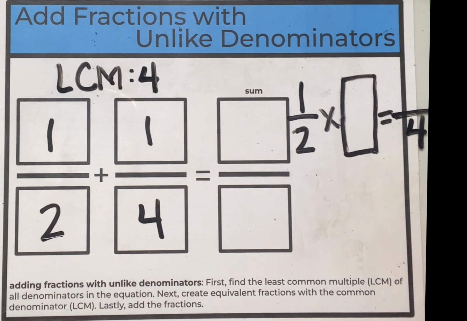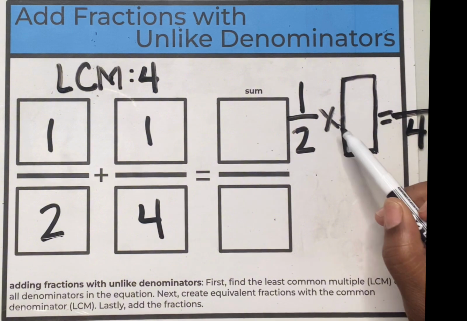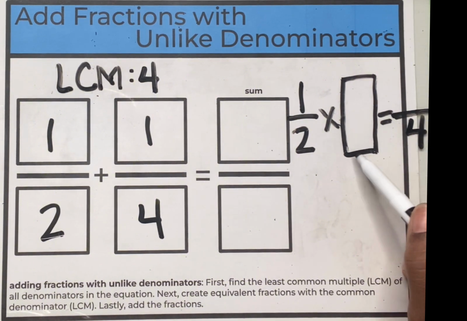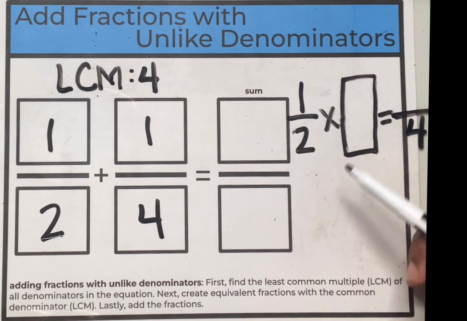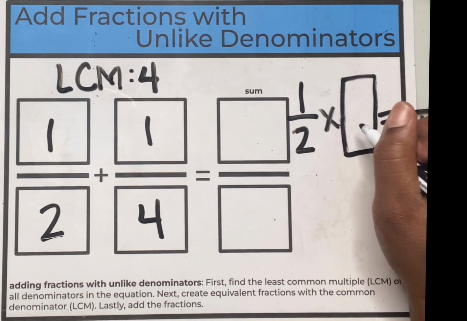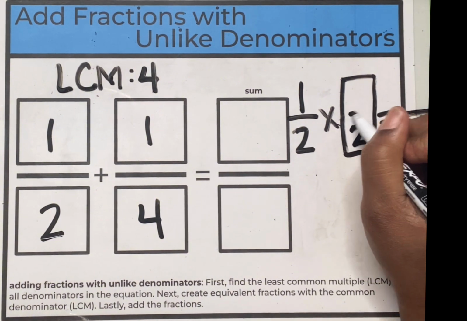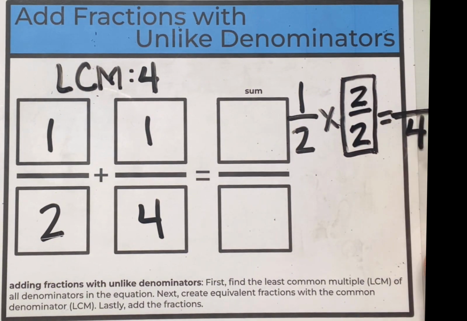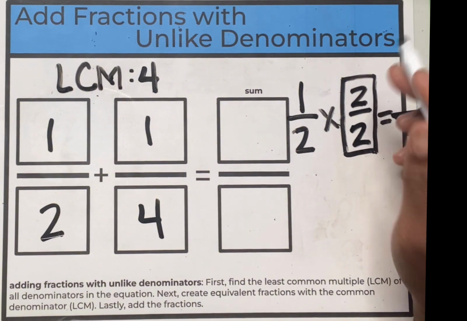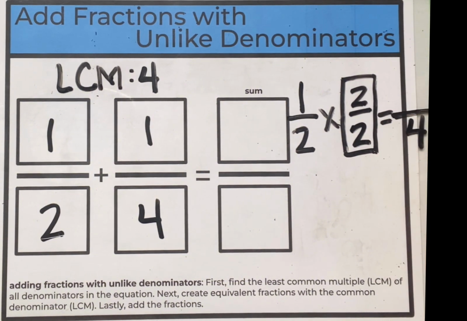Now, you should have learned this in 4th grade, how to generate an equivalent fraction. So you ask yourself, 2 times what gives me 4? Or you can also say 4 divided by what is 2. Either way, you're going to get the correct answer. 4 divided by 2 is 2. And when we're creating an equivalent fraction, we're basically multiplying by a fraction that equals 1 whole. 2 over 2 is the same as 1 or 1 whole.